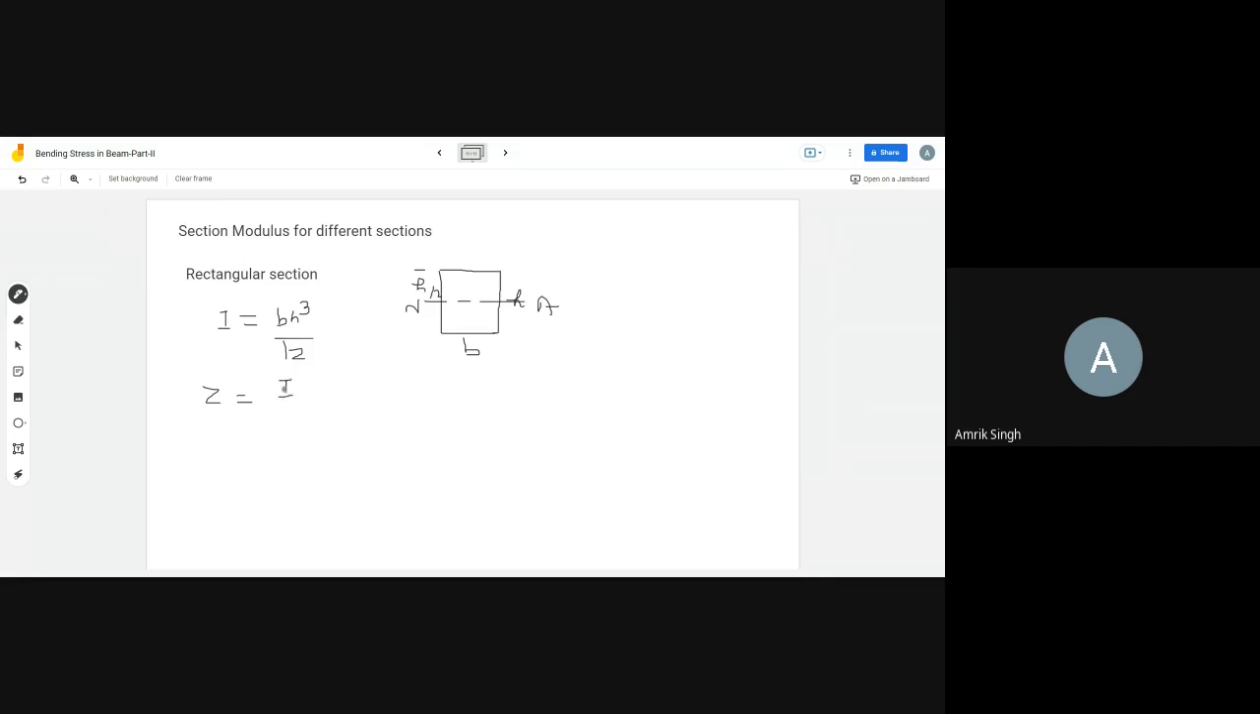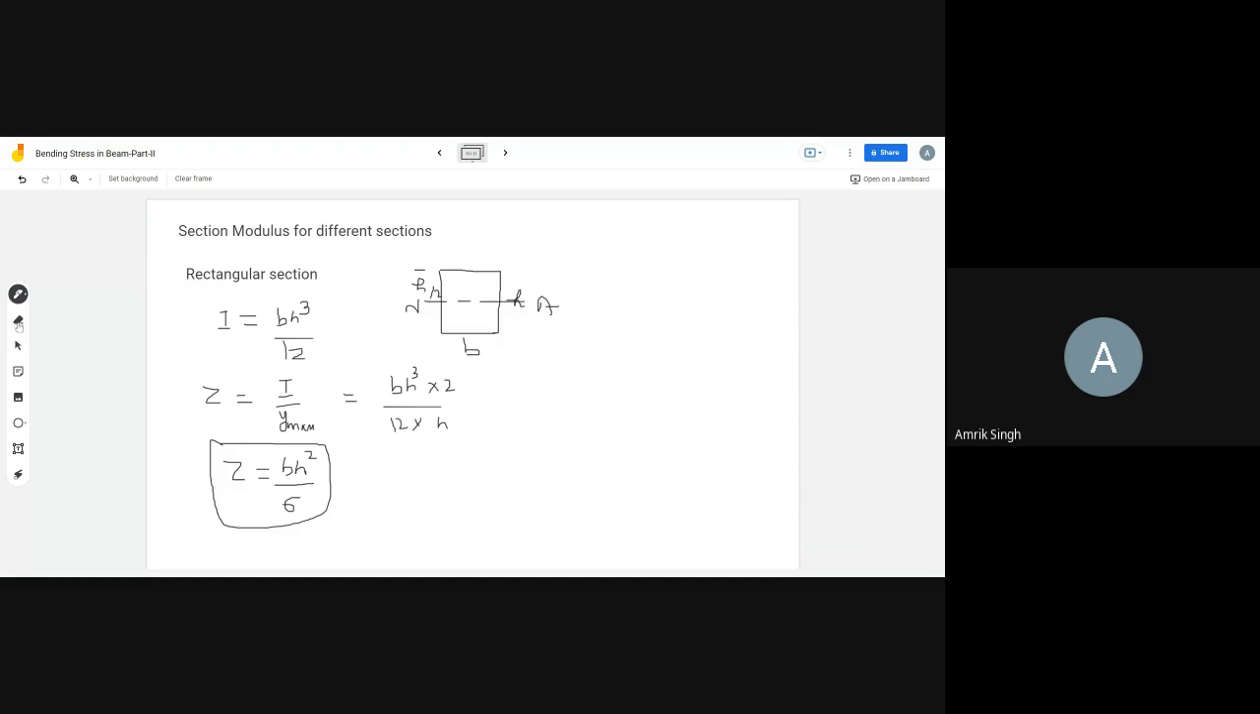So I upon Y max. Okay. So I is BH cube upon 12 and Y max is how much? H upon 2. So if you calculate this, it will be BH square upon 6. Okay. So this is how you calculate the section modulus for the rectangular section.